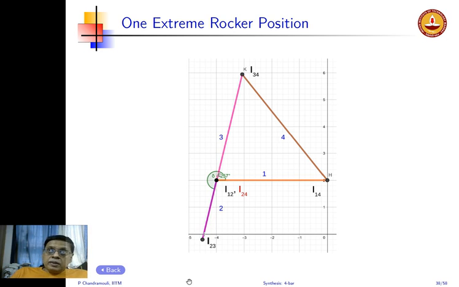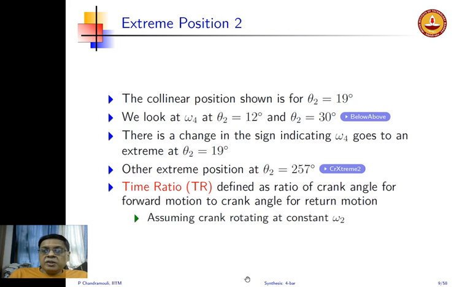Okay, so in this extreme position also I12 and I24 happen to be coincident, which basically implies that omega 4 will be 0 at this particular position also. So therefore, this is the other extreme position.